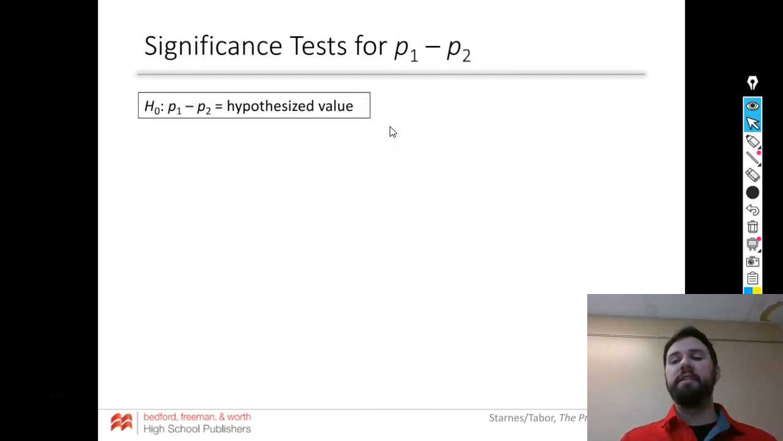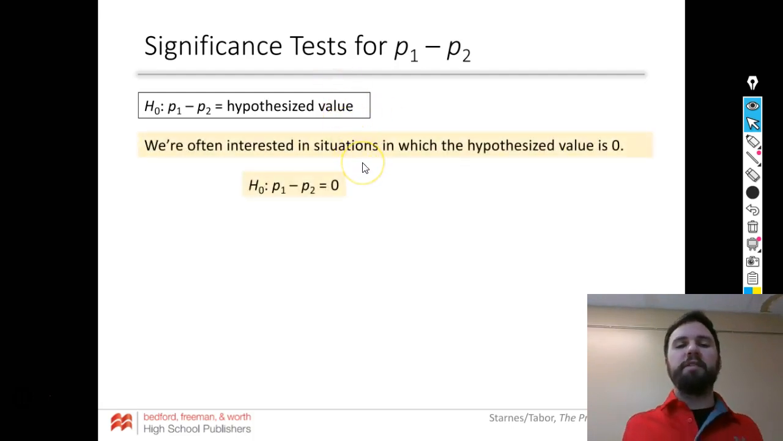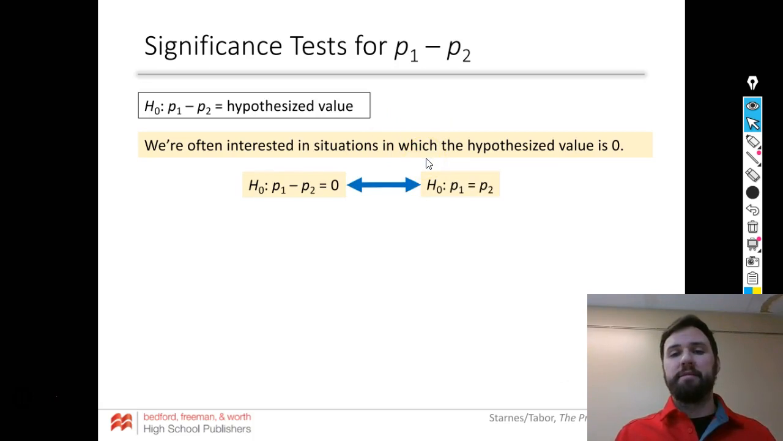Now let's do a significance test. So this is different than a confidence interval, right? So we're going to make a null hypothesis. Our null hypothesis is going to be that there's no difference between P1 and P2. So when you subtract them, it's 0. And we're trying to show that there is a difference.